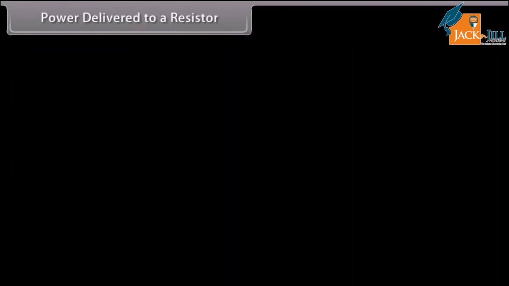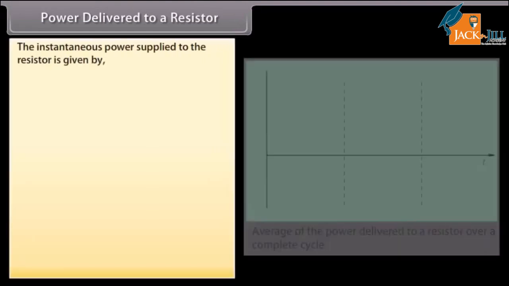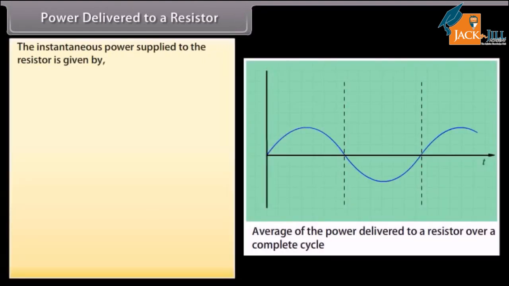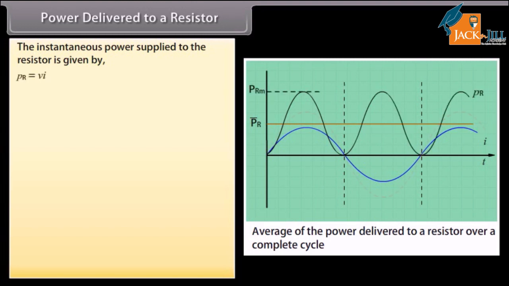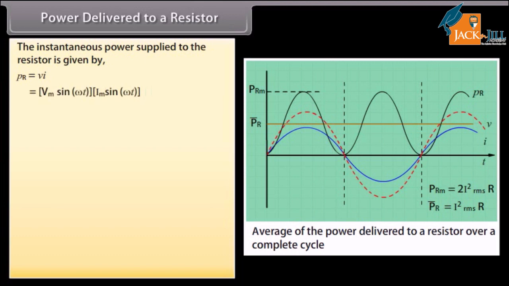Power delivered to a resistor. The instantaneous power supplied to the resistor is given by PR is equal to VI, which is equal to the product of Vm sin omega t and Im sin omega t. It can be written as PR is equal to the product of Vm, Im and sin square omega t.